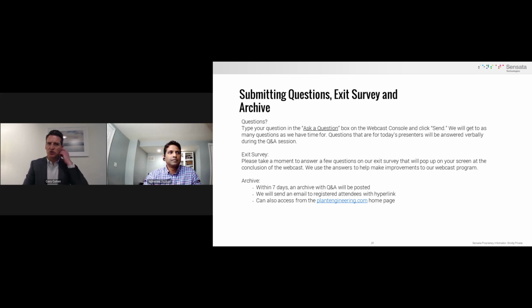Got it. Similar question here. What protocols are used for sending data from sensors to the gateway? Yeah, so our portfolio is ever expanding.